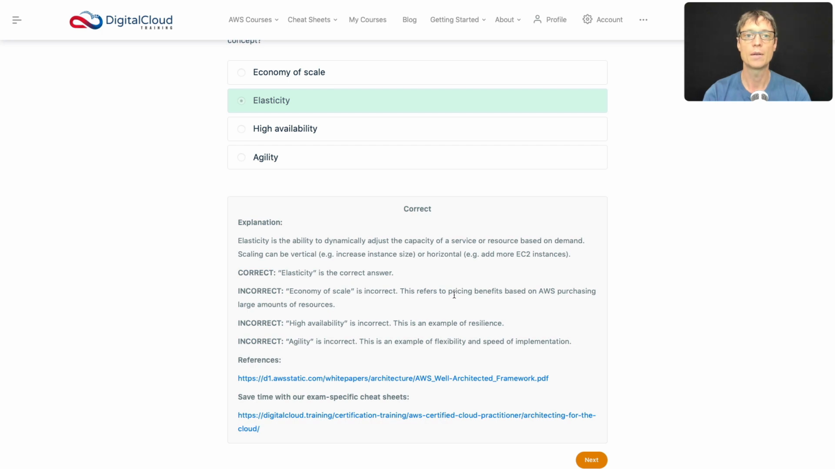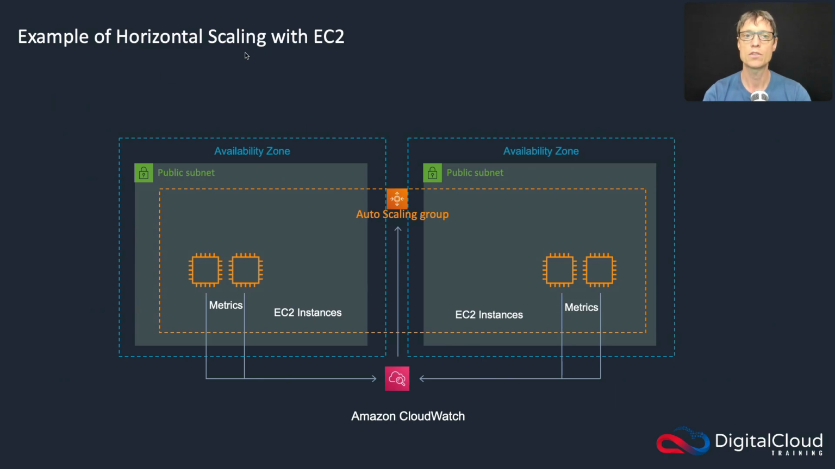So let's have a look at a slide. Here's an example of horizontal scaling with EC2 in action. We have these availability zones and subnets within them. And then within those subnets, we have EC2 instances. We've got four at the moment. And they're in what's called an auto-scaling group. So that's Amazon EC2 auto-scaling.